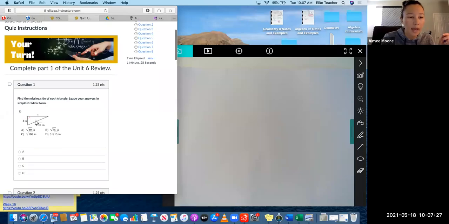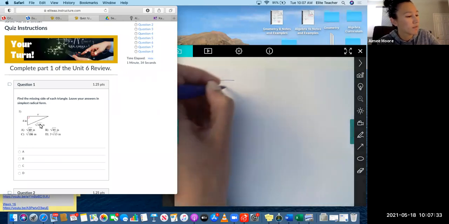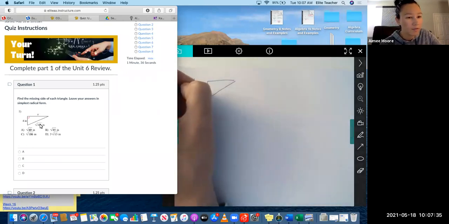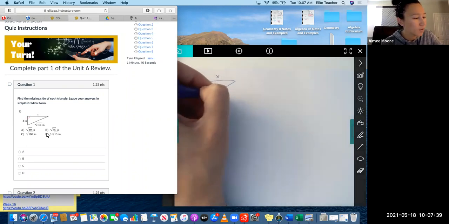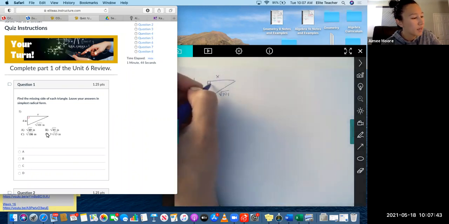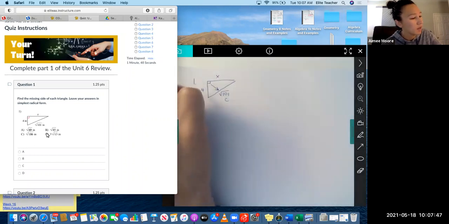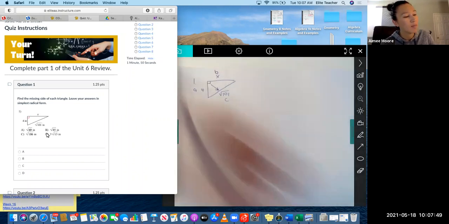Okay, so it looks like, let me draw it first. 4, we have x, we have our right angle, and we have the square root of 101. So this one opposite of our right angle, remember, is our C, is our hypotenuse. So we know A, we're trying to find B.